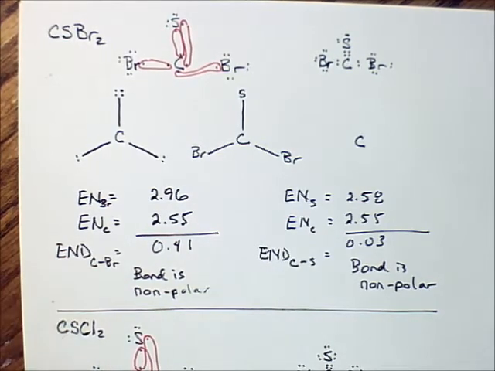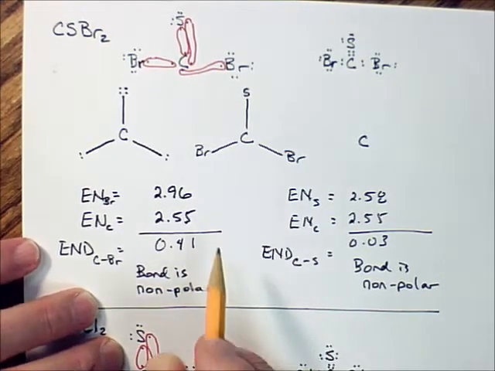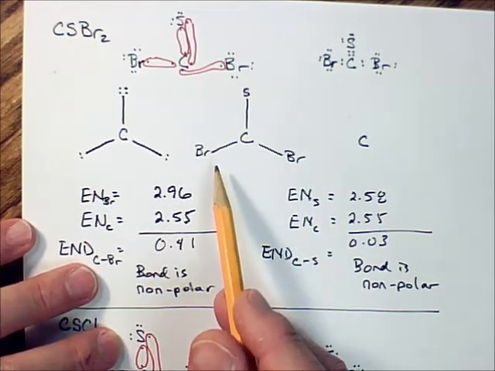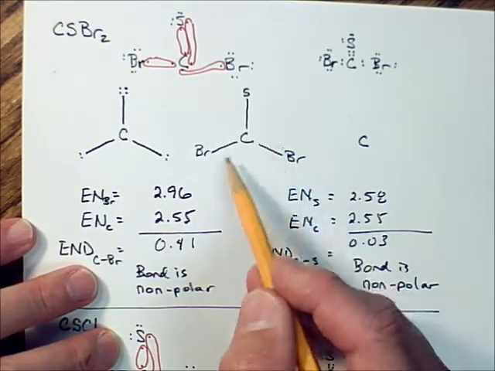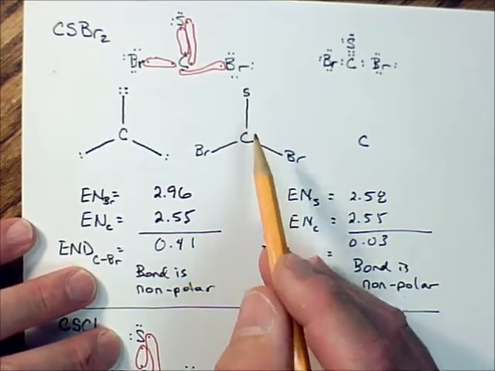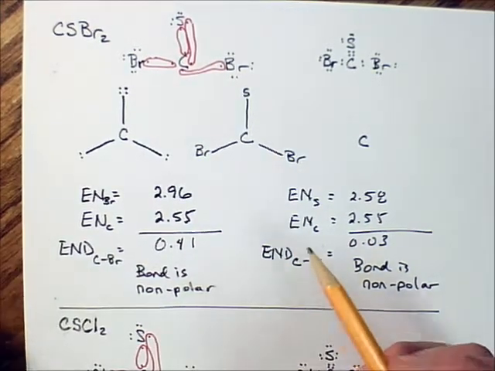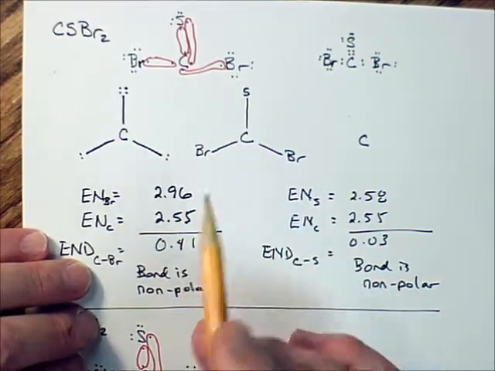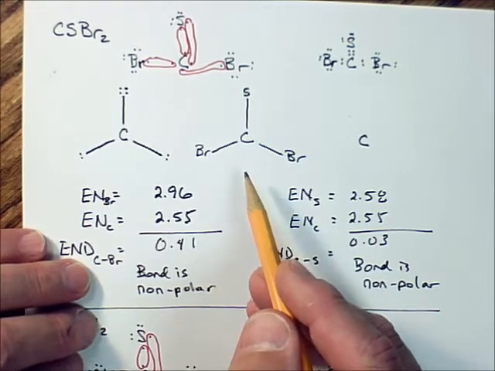So in this case, even though we have different kinds of bonds here, all the bonds in this molecule are non-polar. And so if they're non-polar, the molecule can't be polar. All right? So we have a symmetrical molecule, but there are different bonds. Since there are different kinds of bonds, we need to look at the electronegativity of each individual kind of bond. But since all these bonds are non-polar, the molecule cannot be polar. You have to have polar bonds to have a polar molecule.